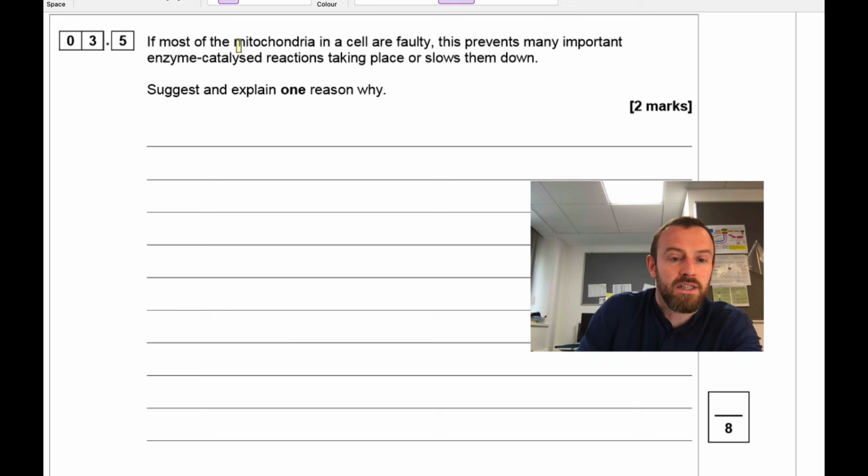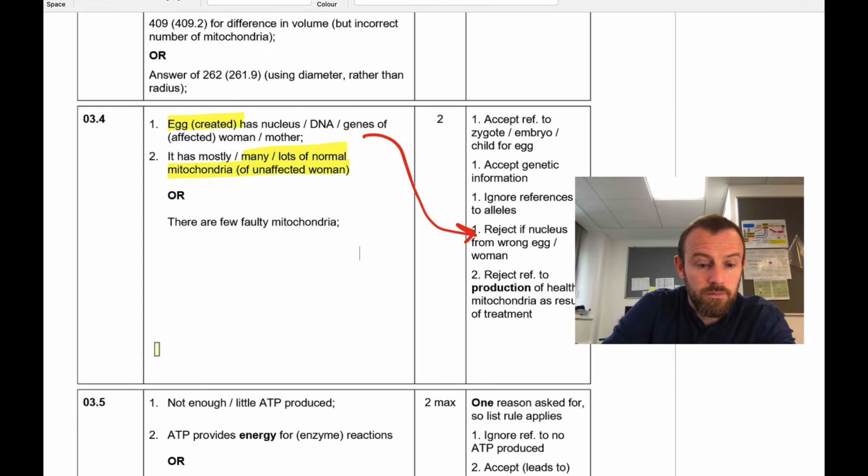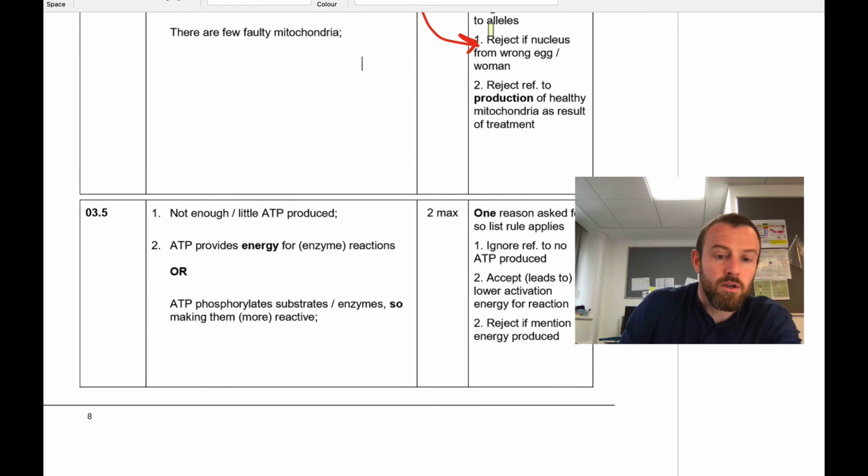So, first of all, I think we need to say that the mitochondria is the site of aerobic respiration and produces ATP. And then we need to say that ATP can be used to provide a source of energy for many metabolic reactions. And therefore, if we don't have enough ATP, we would not be able to drive these enzyme-catalyzed reactions forwards, I think. Let's see if that is what we need to say. Yeah, so not enough ATP produced, and ATP provides energy for reactions.